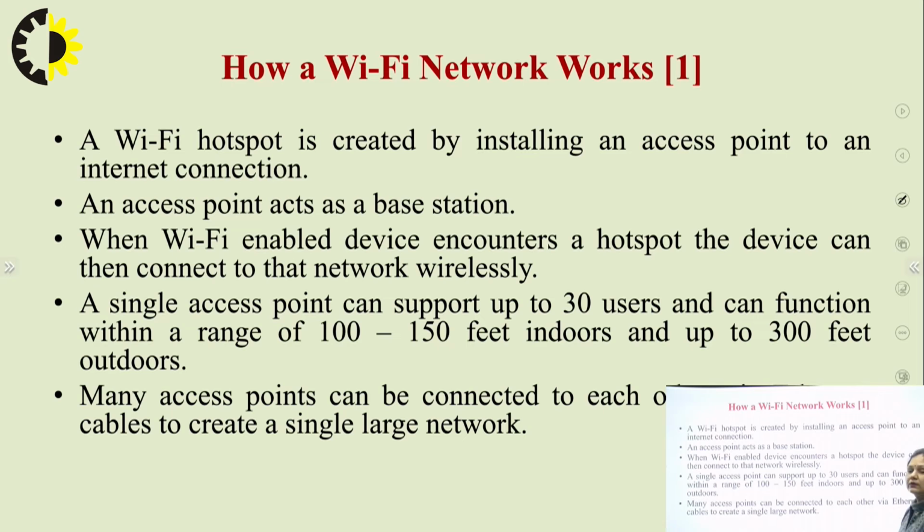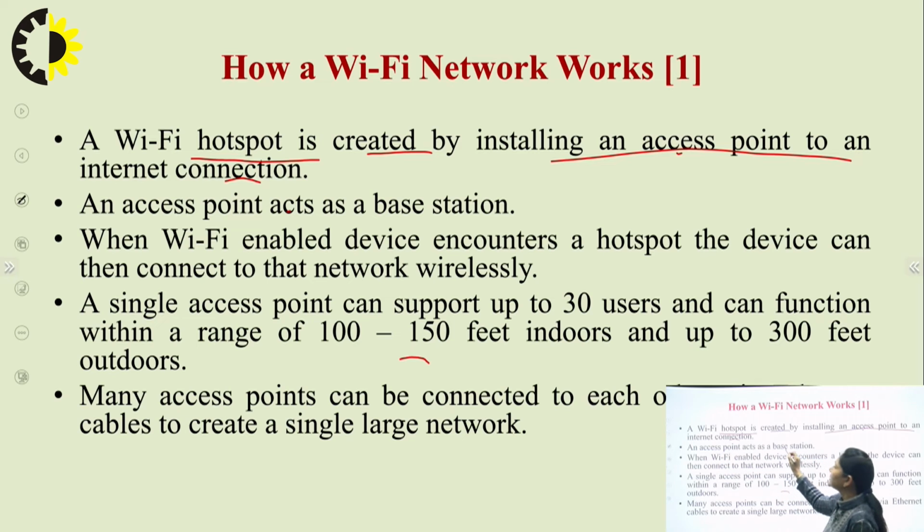Now, next comes how this Wi-Fi network works, how we communicate using a Wi-Fi network. A Wi-Fi hotspot is created by installing an access point to an internet connection. That means the access point is connected to the internet connection and the access point acts as the base station. So this access point will be acting as the base station and this base station is connected to the internet. When a Wi-Fi enabled device encounters a hotspot, the device can then connect to that network wirelessly.